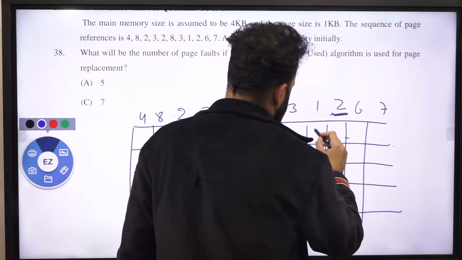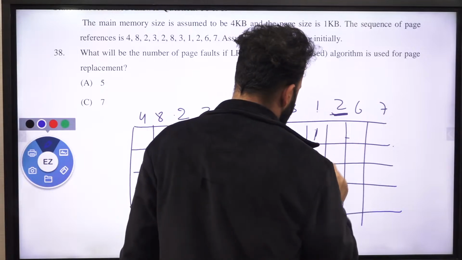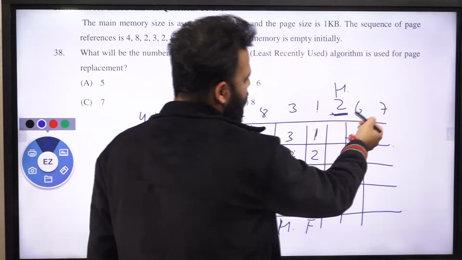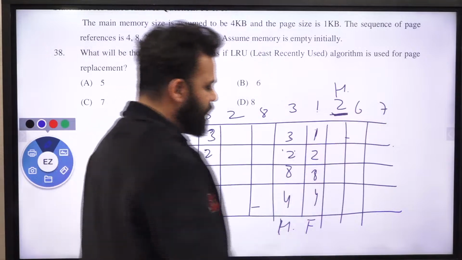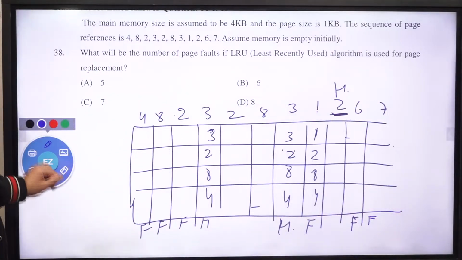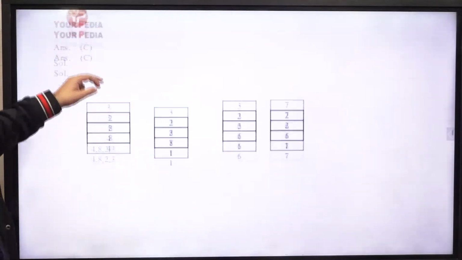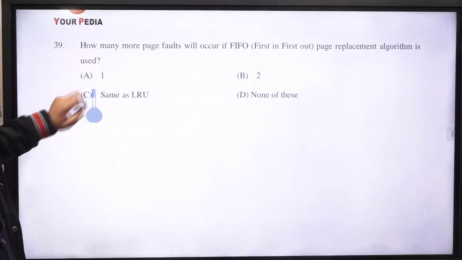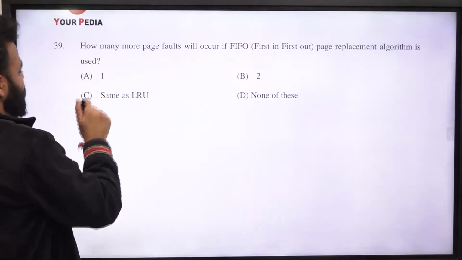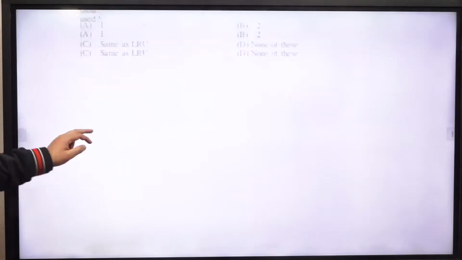So I replace 3, sorry, 1, giving 1 2 8 4, and it will be a page fault. Again, 2 will be a hit. Now 6 and 7, again both will be page faults. So in this case also, 7 page faults will be there in the system. So the option is that the optimal page replacement algorithm is none of the same as LRU. Yes, we have seen it is the same as LRU.